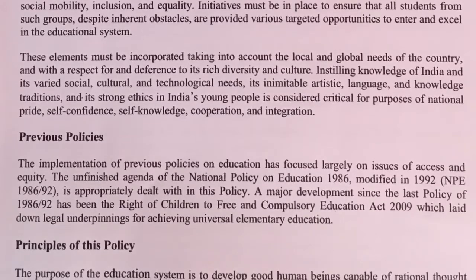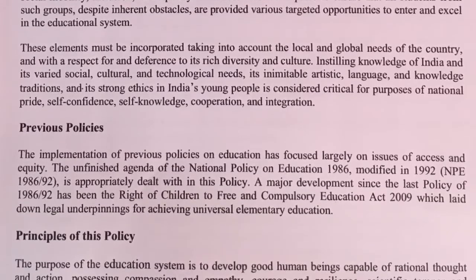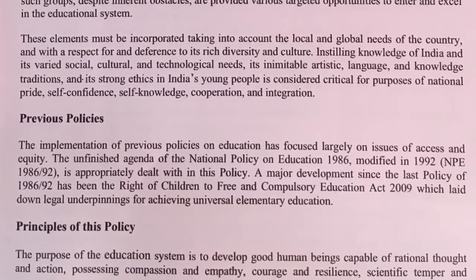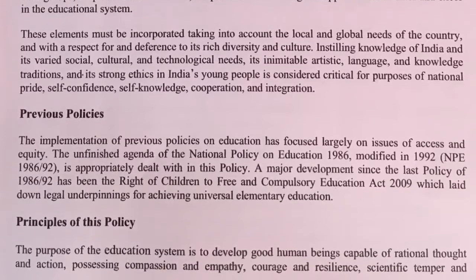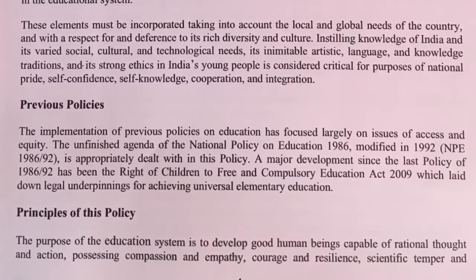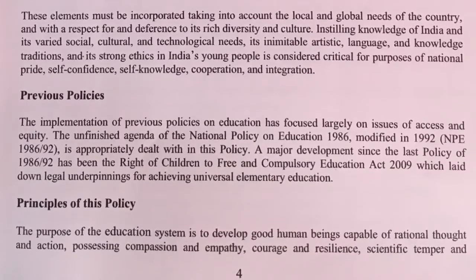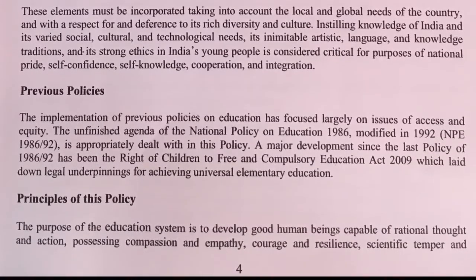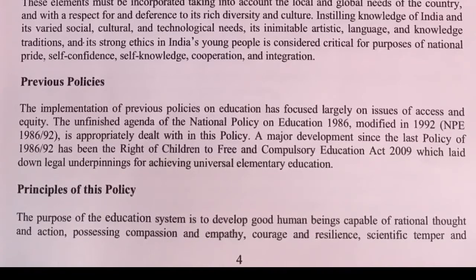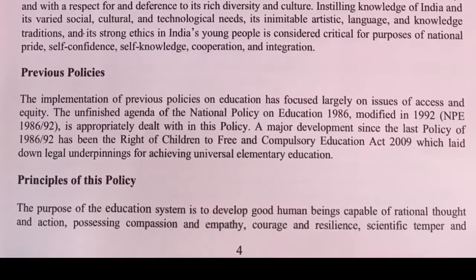Previous policies. The implementation of previous policies on education has focused largely on issues of access and equity. The unfinished agenda of the National Policy on Education 1986, modified in 1992, NPE 1986/92, is appropriately dealt with in this policy. A major development since the last policy of 1986/92 has been the Right of Children to Free and Compulsory Education Act 2009, which laid down legal underpinnings for achieving universal elementary education.